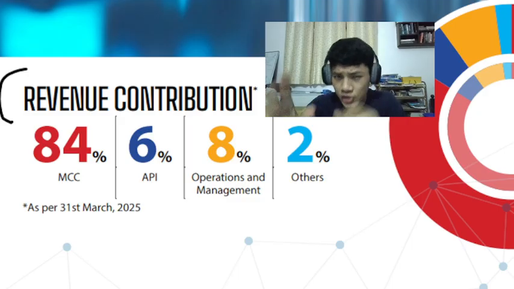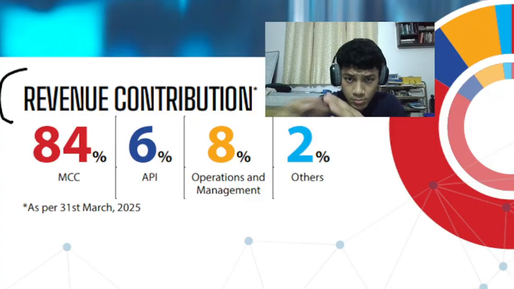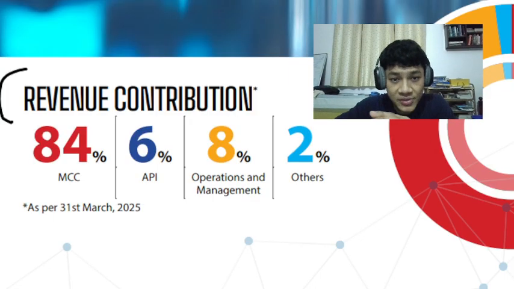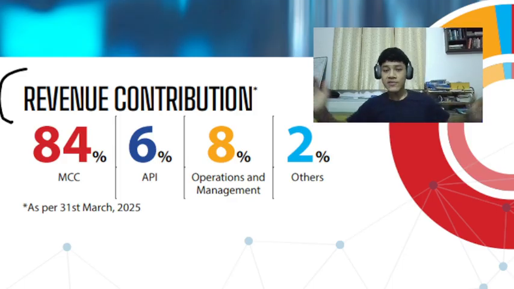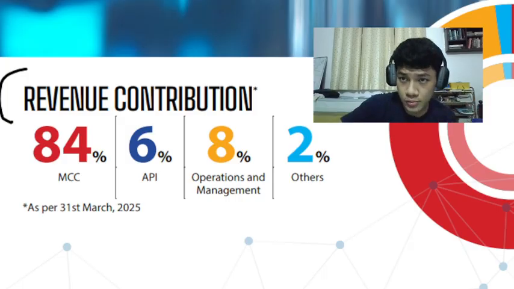So they won't be, I guess, maintaining the facility. They will be making sure a plant is operating efficiently. Okay. And 2% comes from others. So these are the revenue contributions from the various segments.